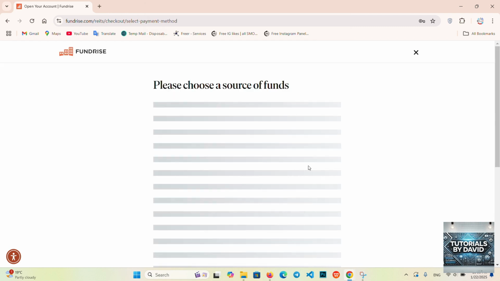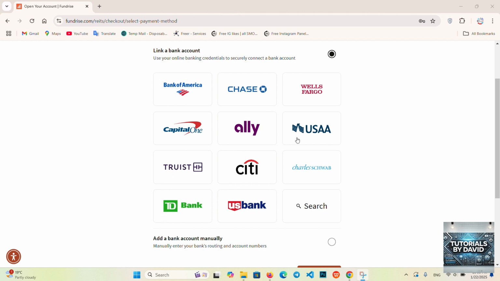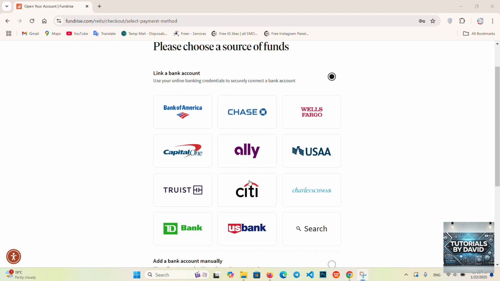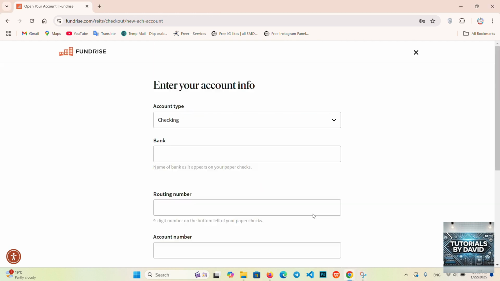Calculate potential earnings. Fundrise provides tools to estimate your returns based on your investment amount and strategy. Use these to set realistic expectations for your financial goals.